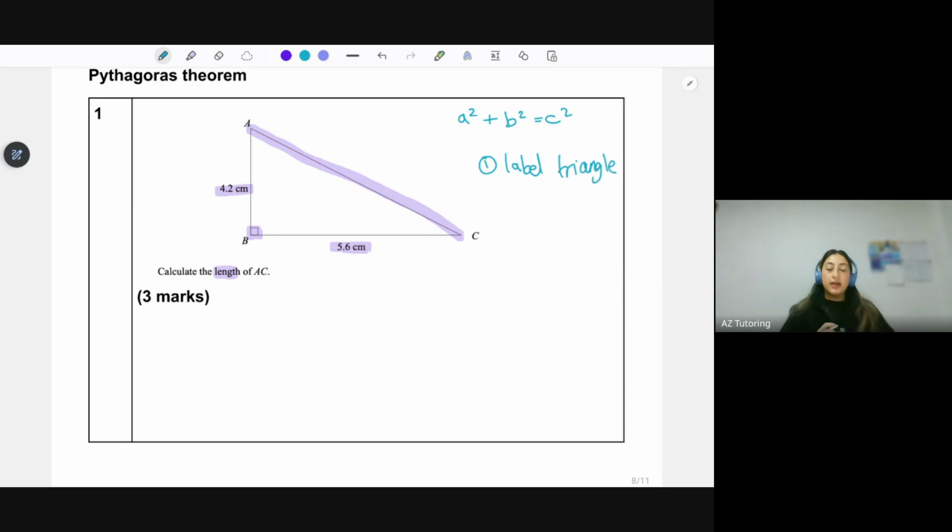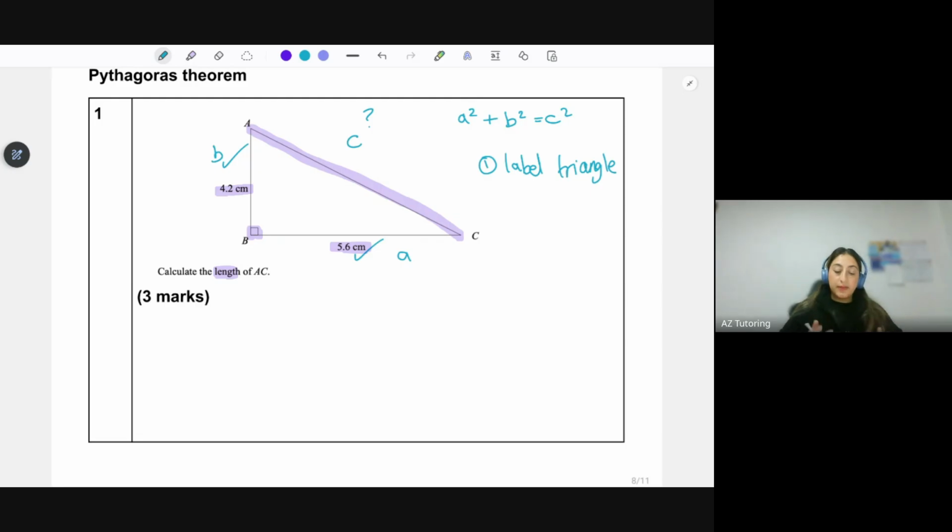So remember what I said, labeling C first. The C is always a slanted side, so I'm going to label that C. And A and B, it doesn't matter which side you do, so I'm just going to label that A and B. So in this case, we've been given B, we've been given the length of A, but we need to find C. So C squared is just going to be A squared plus B squared.